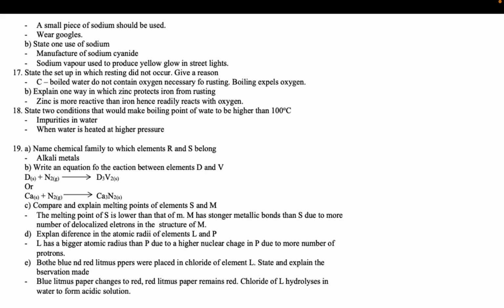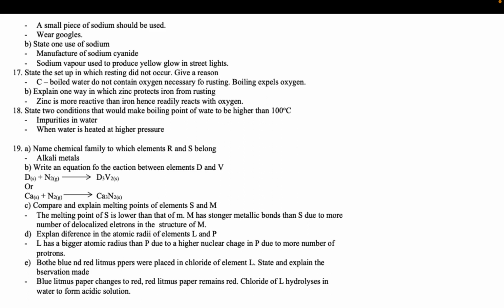State the setup in which rusting did not occur. Give a reason. Boiled water does not contain oxygen necessary for rusting. Boiling expels oxygen. B. Explain one way in which zinc protects iron from rusting. Zinc is more reactive than iron, hence readily reacts with oxygen. State two conditions that would make the boiling point of water higher than 100 degrees Celsius. Impurities in water. When water is heated at higher pressure.